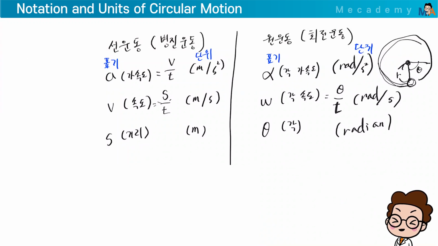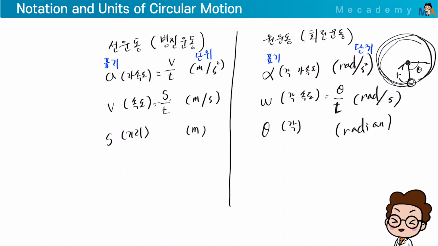The difference between linear and circular motion is that the nature of the movement is different, and thus the notation has changed. That's why new notations and units were created for it. Don't overcomplicate this. Just accept it as it is, okay? It's simple, right? Of course, you have to memorize this.